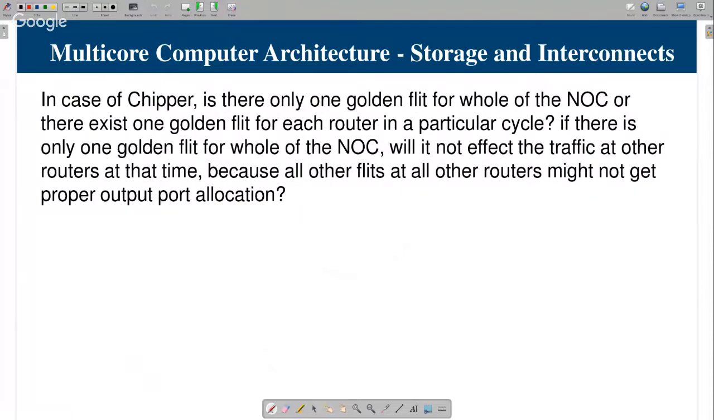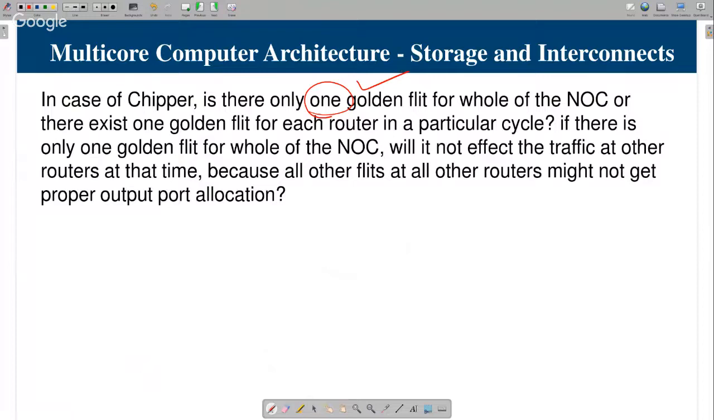Now we are moving to the second question. In the case of CHIPPER, is there only one golden flit for the whole of the NoC, or does there exist one golden flit for each router in a particular cycle? The answer to this one is we have only one golden flit. That is the correct answer. Only one golden flit in the entire network.